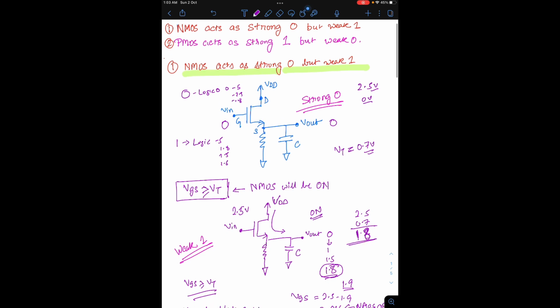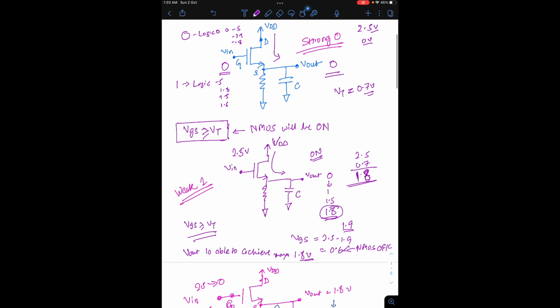So let's consider the first case. In the first case, I am giving logic 0, that means input voltage as 0 volt. So what is the value of VGS? The value of VGS is 0 minus 0. Definitely this is not satisfying this equation, so NMOS is off. Then there is no flow of current from VDD to this point. And we assume that initially the capacitor voltage is also 0. So what is the output voltage? The output voltage which I am getting is 0 volt. So when I apply input as 0 volt, the output I am getting is 0 volt, which is logic 0.